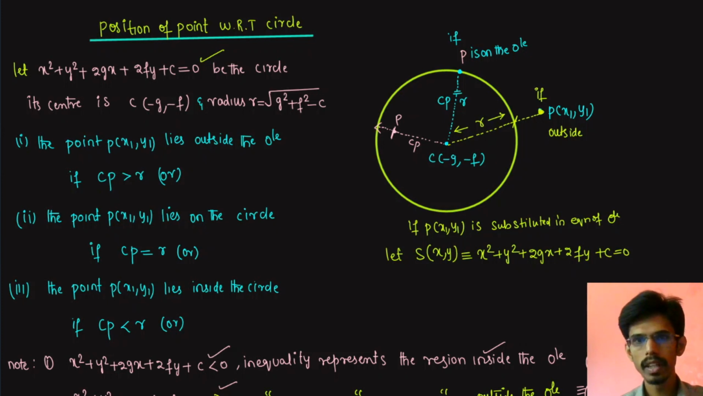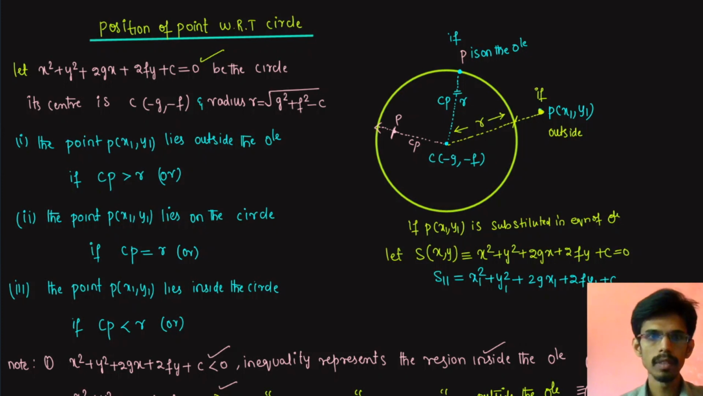Now if I put the point into this equation of the circle, this will become S(x1, y1), which is denoted simply as S11. S11 will be x1 square plus y1 square plus 2gx1 plus 2fy1 plus c. This will be the S11 value. S11 means the point is substituted into the equation of the circle.